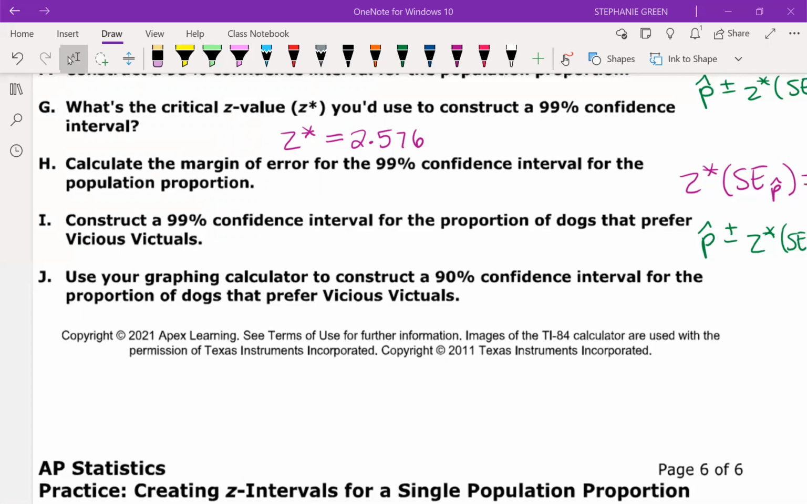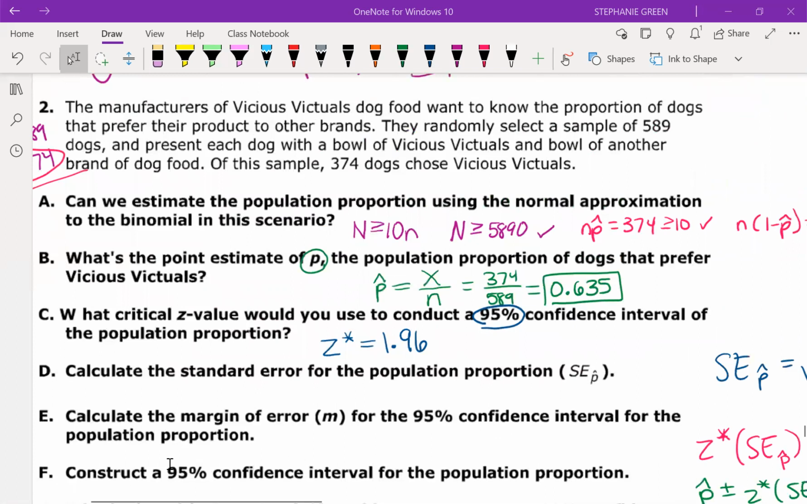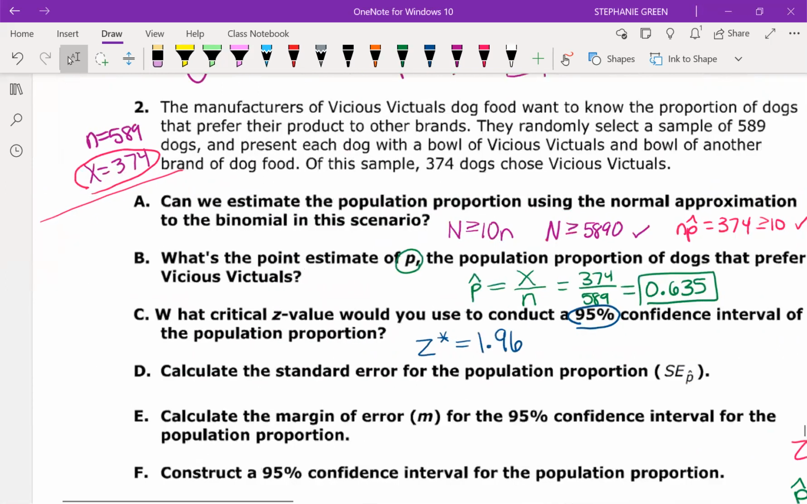And when I go in there, it just automatically asks me for the information it needs. I can scroll up to see what all that was. So let's see, X is 374.